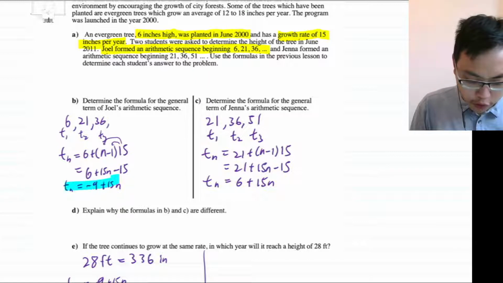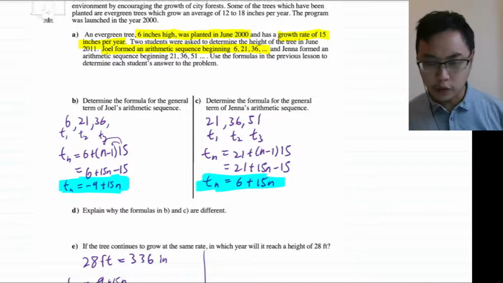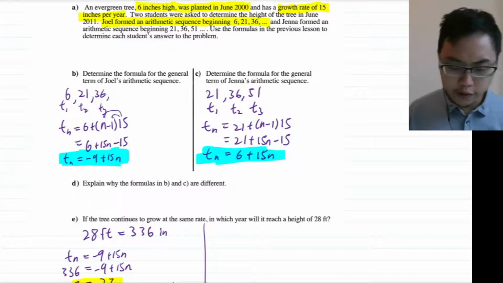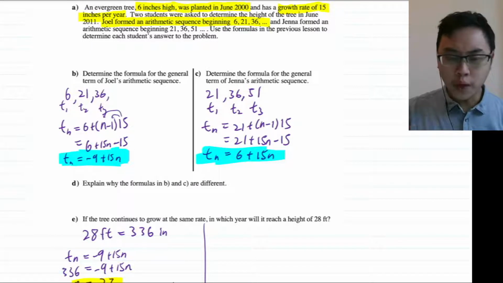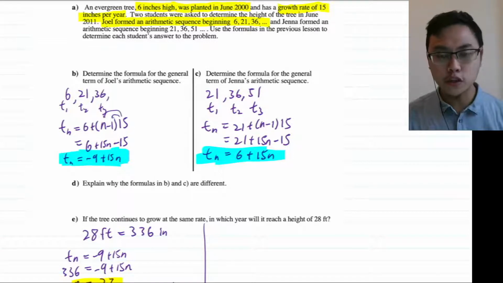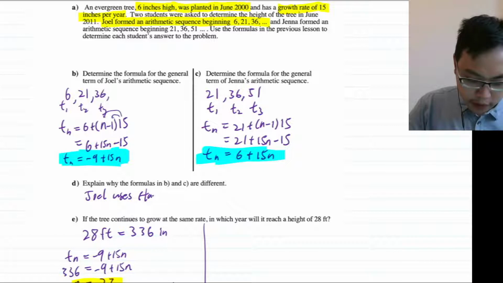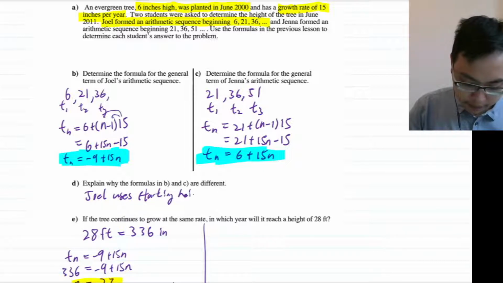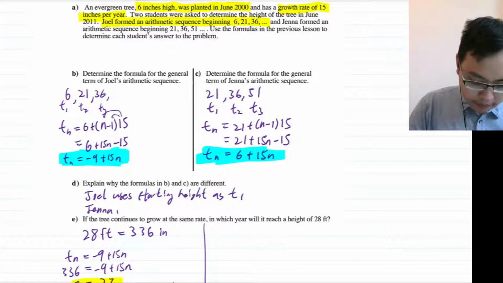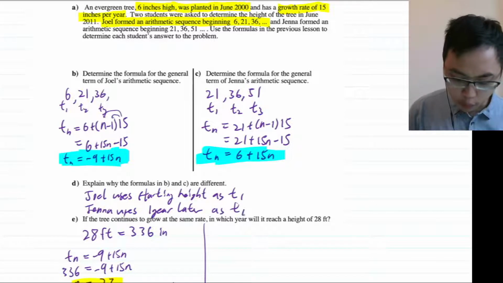Okay, so if we compare Joel's formula, that's the one in blue, and if we look at Jenna's formula, that's the one also in blue. Why are the formulas different? So the reason that they're different is that Jenna uses 1 year later as the first term, whereas Joel uses the beginning, the starting year as term 1. So Joel uses starting year, starting height as T1, whereas Jenna uses 1 year later as term 1.